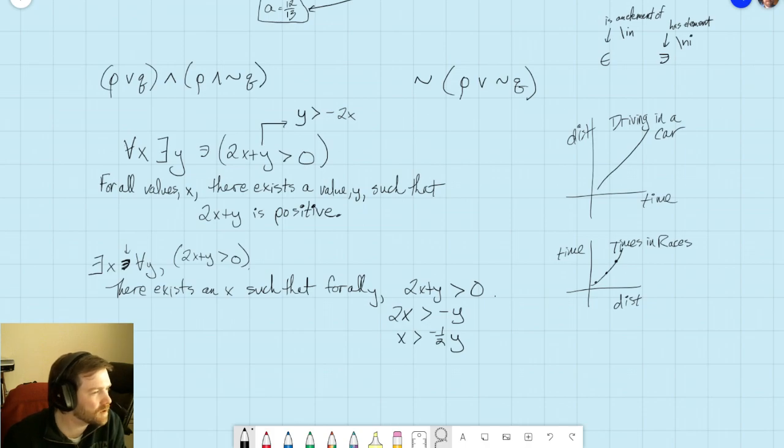Somebody else said such that can also just be the single vertical line. Somebody else says colon.